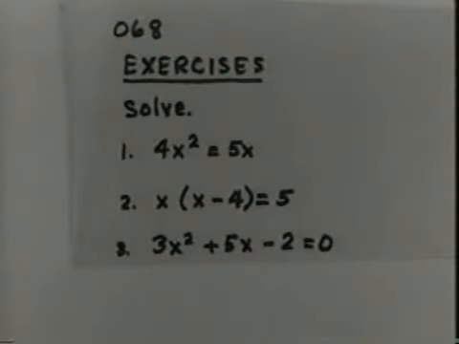3x squared add 5x subtract 2 equals 0. Copy these problems down, then stop the tape, work the problems, then turn the tape back on and check your work. I'll show the answers in the next frames.